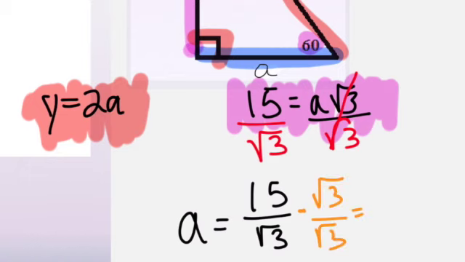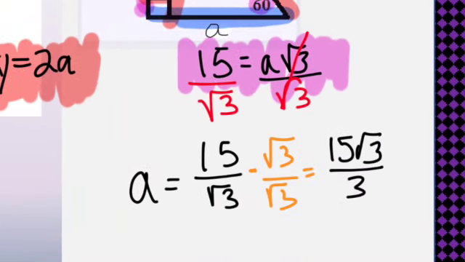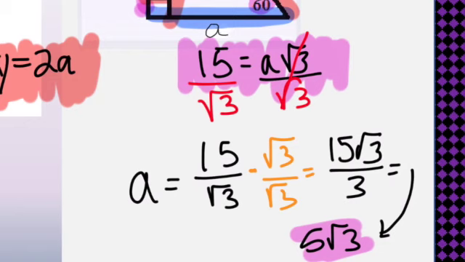So then this is going to give me 15 radical 3 over 3, and we can simplify that one more time by just dividing, and I can get 5 radical 3. Let me rewrite that below it. And I'll get my answer, 5 radical 3, and then done. That's the answer for a, right? a is going to equal 5 radical 3.